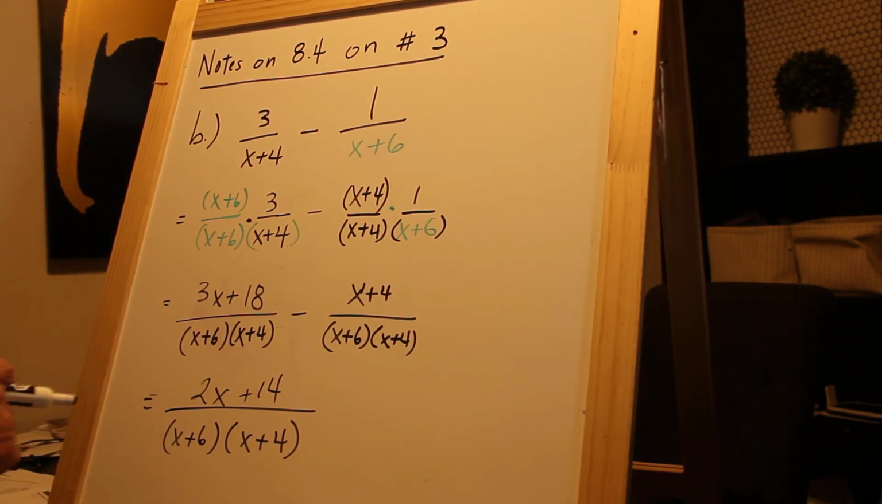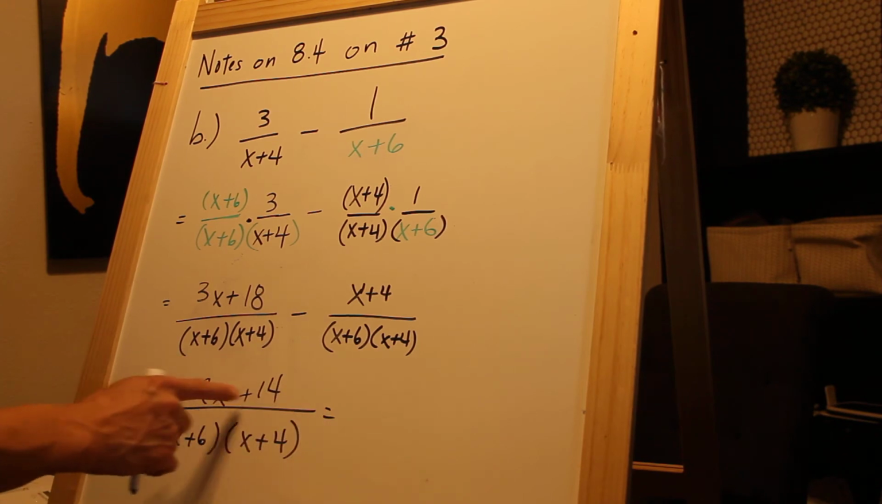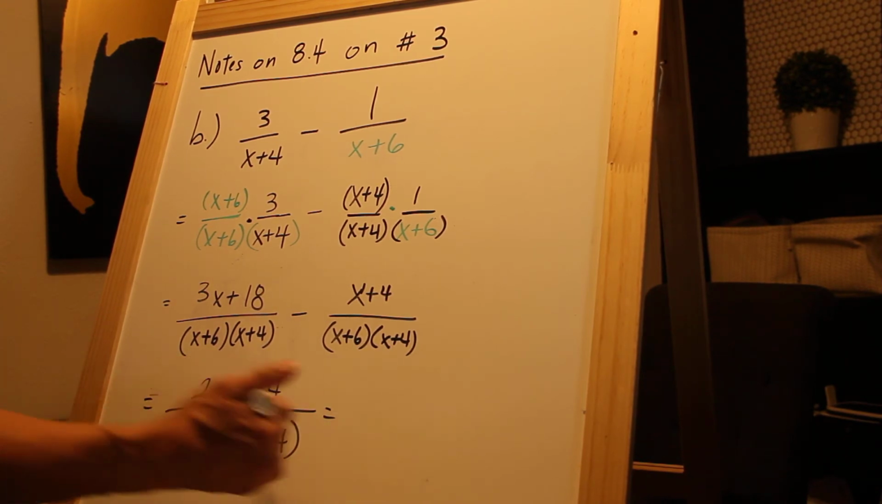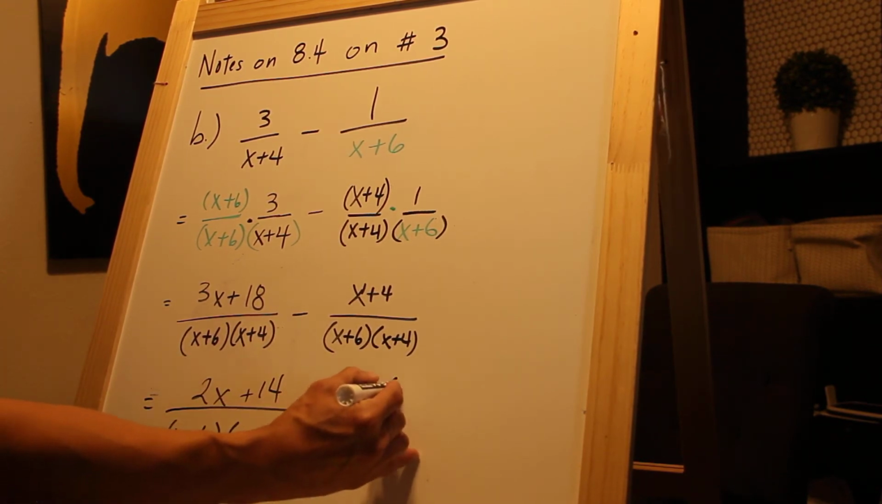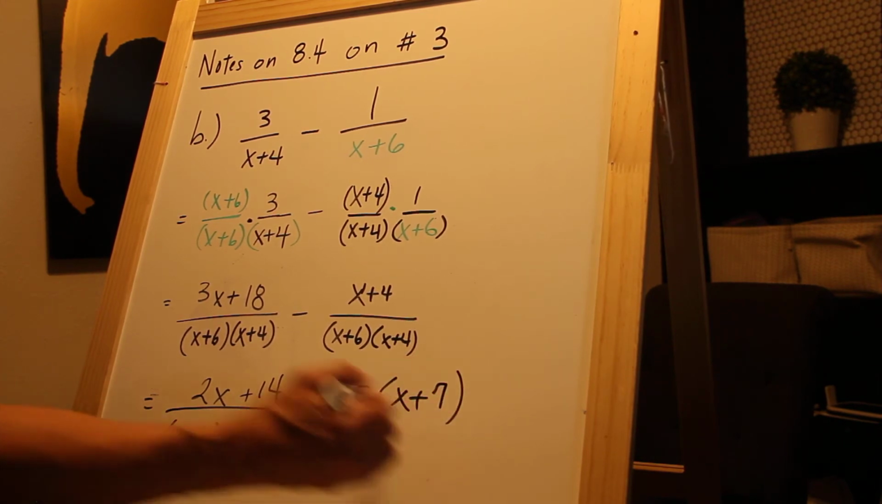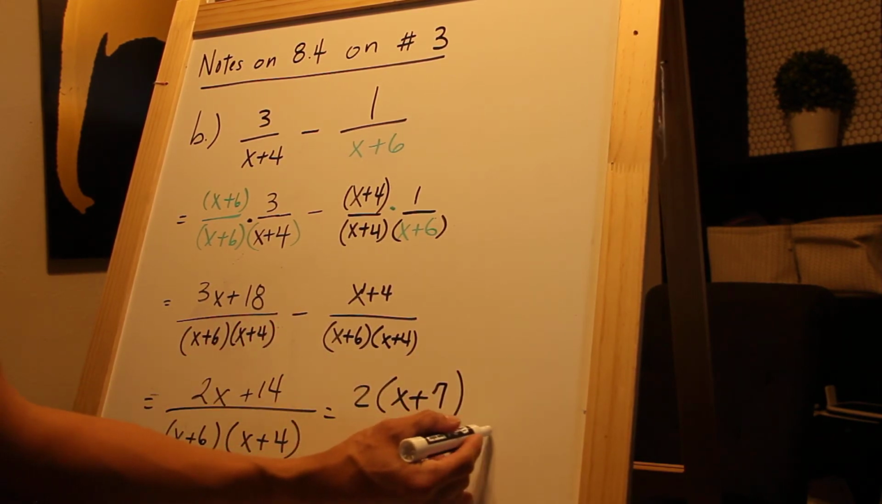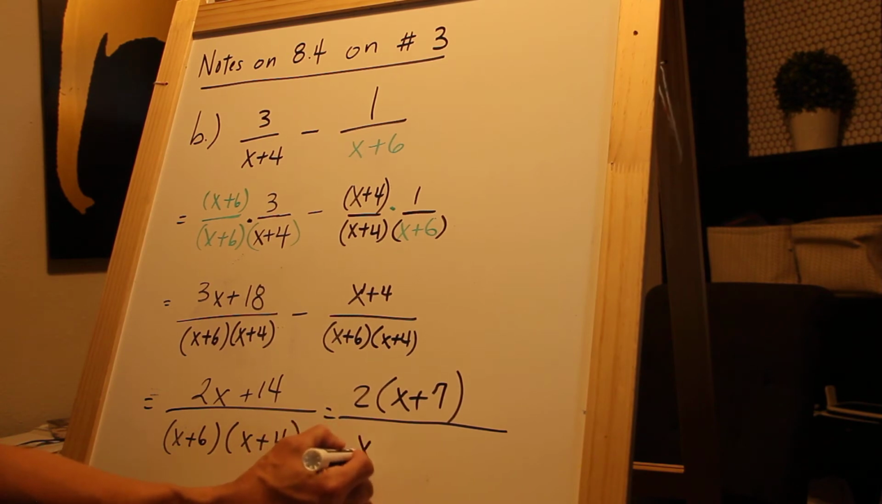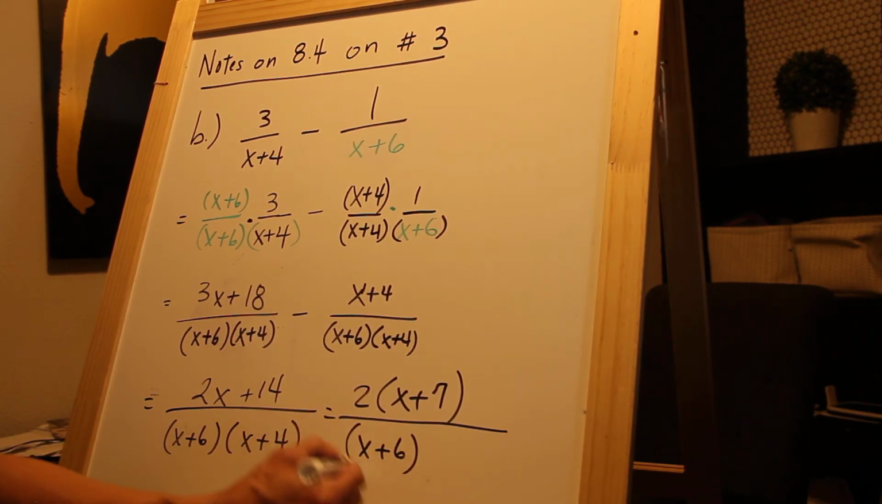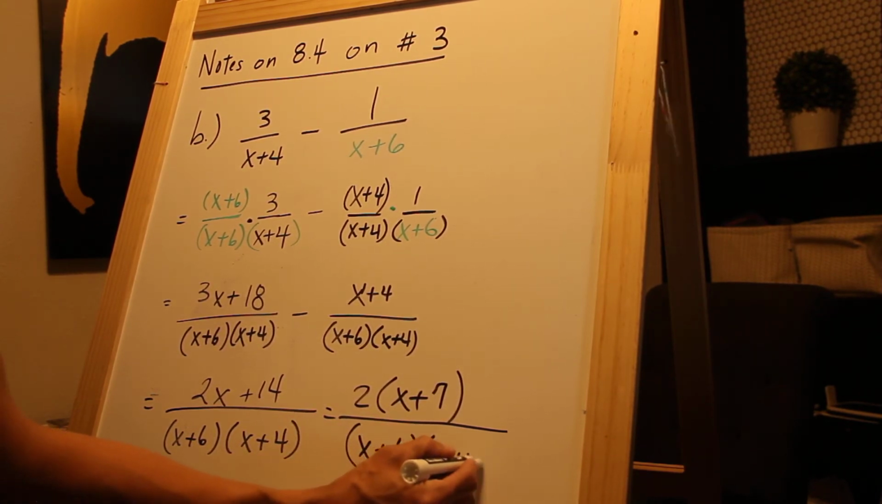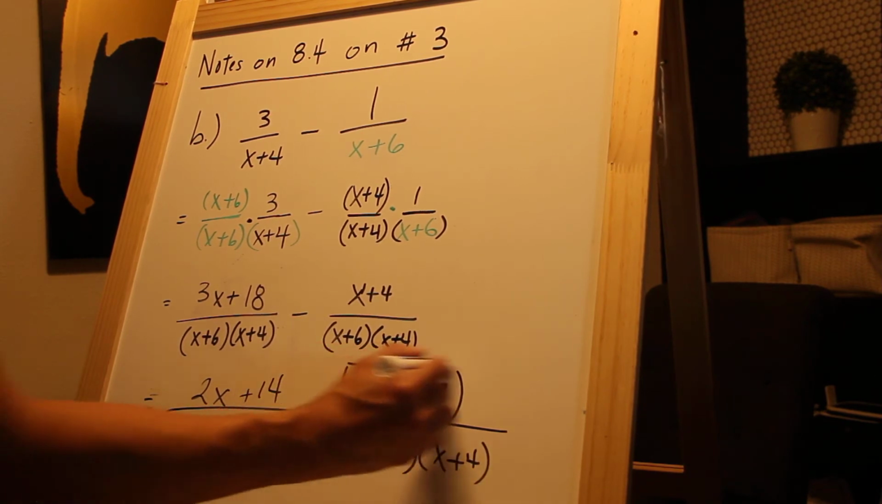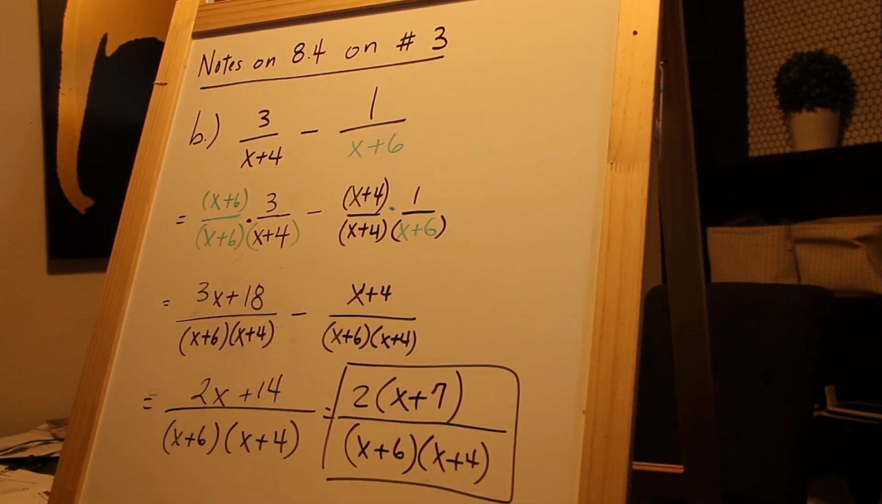Here the only thing I can simplify is just factor out a 2 from the top. So 2 times x plus 7, I should call that the top, the numerator. All that divided by x plus 6 times x plus 4. And so that is my answer for the notes for that part.